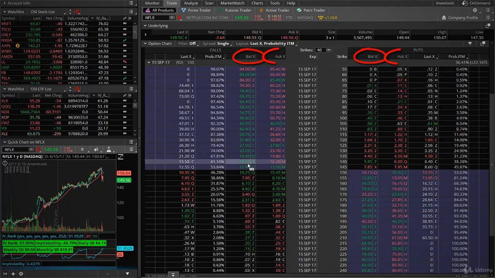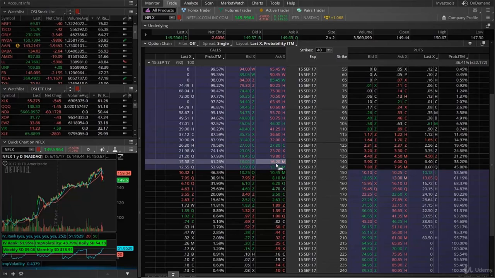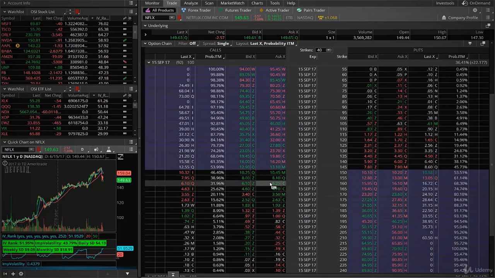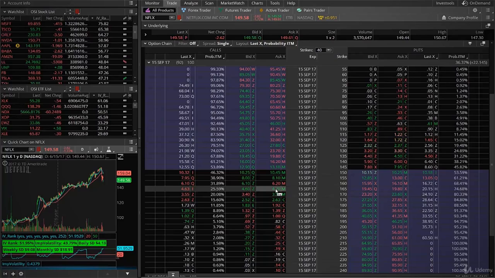Notice there's a bid price and an ask price, just like stock. The bid is the most someone is willing to pay for that option right now. The ask is what someone is willing to sell that option for right now. When the bid and the ask meet, then there is a trade. So if we want to sell an option immediately, we would sell on the bid price, and if we wanted to buy an option immediately, we have to buy on the ask price.